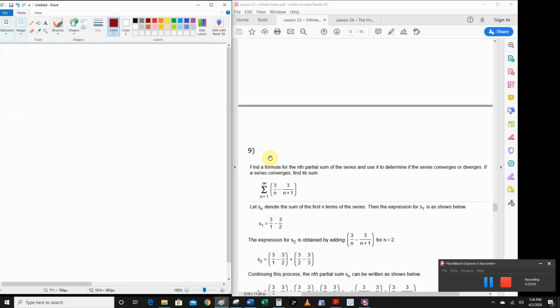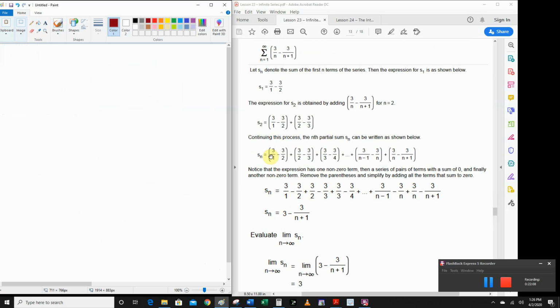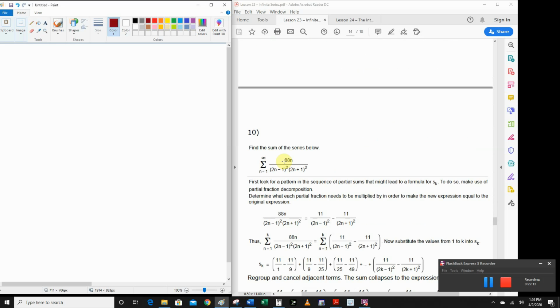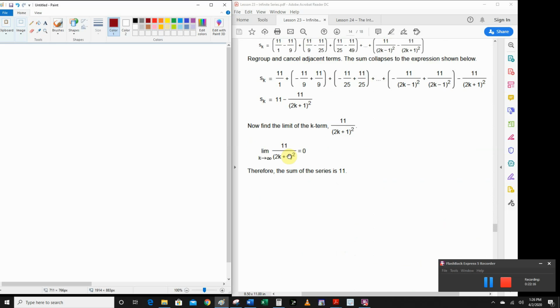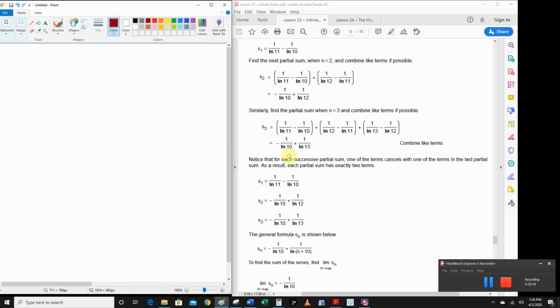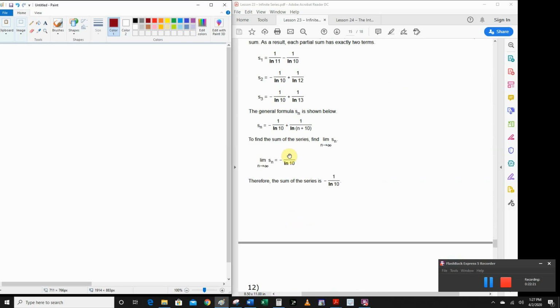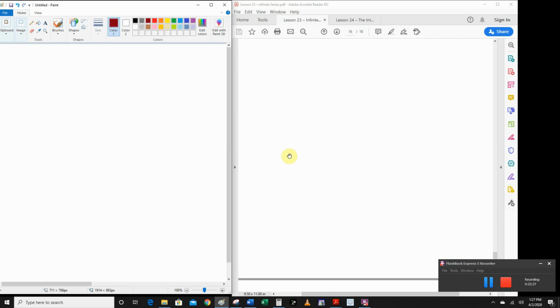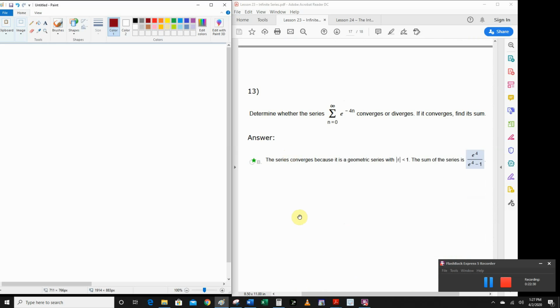Let's look at some more examples. I'm skipping 9, but this is also a view an example question in my math lab. The same for number 10 and number 11, so you can look at those steps on your own. We haven't done one yet involving e, base e, so let's look at number 13. Determine whether the series converges or diverges, and if it converges, then find its sum.